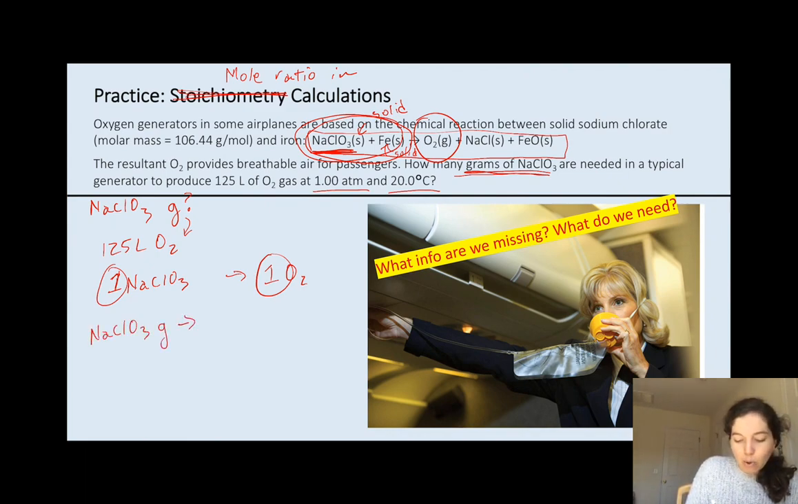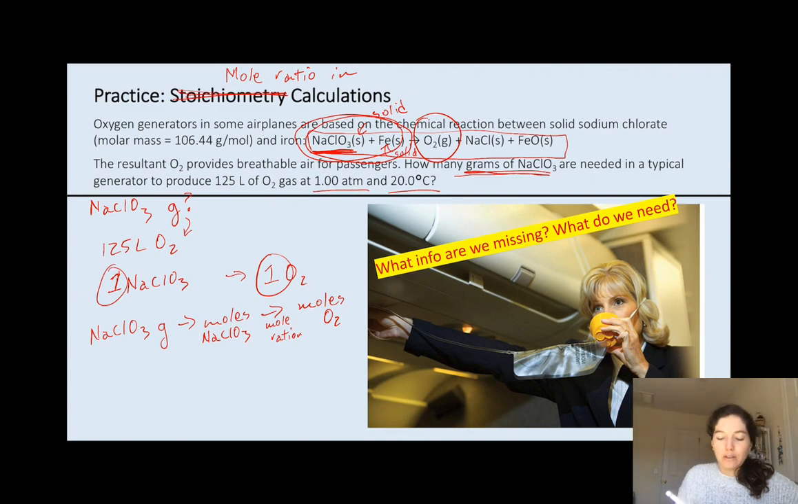We're going to take that to moles of NaClO3. We'll use our mole ratio here and get that into moles of O2. Straightforward enough, right? But then normally the last thing that you do is you go to grams from here, right? And you find grams. Well, it's not asking for grams because you can't really measure a gas in grams.